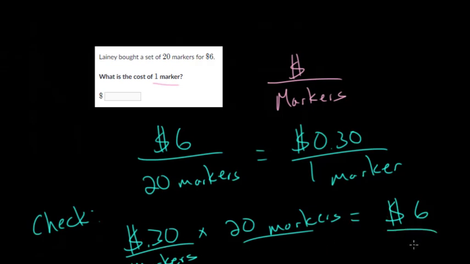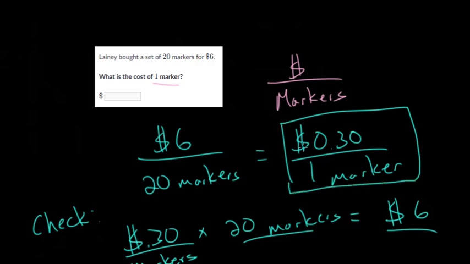We just re-multiplied it out because we thought it was 30 cents a marker, and so we test it by multiplying it by our 20 markers that we want to buy. And what we get back is $6. So we know for sure that this is the correct unit rate. So the cost of one marker is simply 30 cents. And moving on to another one.